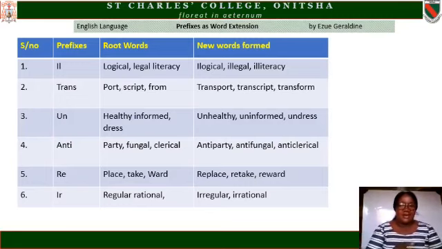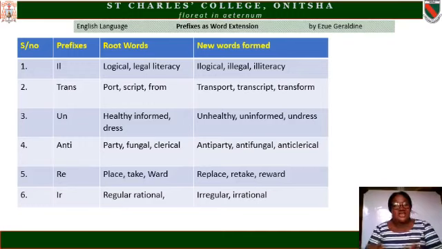IR. We have regular, rational, and we have irregular, irrational. We can also get irresponsible. If we add IR to responsible, we get irresponsible. Remember, IR also means not. So when you add IR to regular, it gives us a new word which is irregular, not regular.